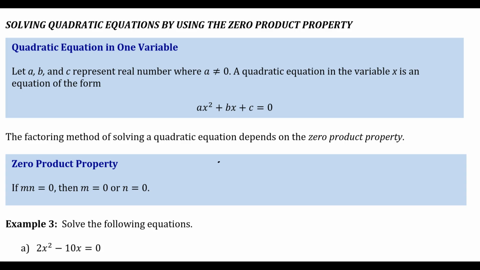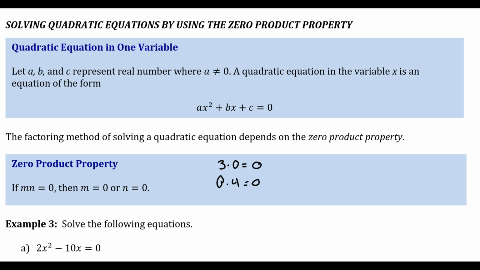Because think about it, 3 times 0 is going to be 0, or 0 times 4 is also going to be 0. In order to solve these, I'm first going to make sure that my equation is in the correct format: ax squared plus bx plus c equals 0, so I've moved everything to one side. Then I'm going to factor it so that I can set each factor equal to 0 and solve.